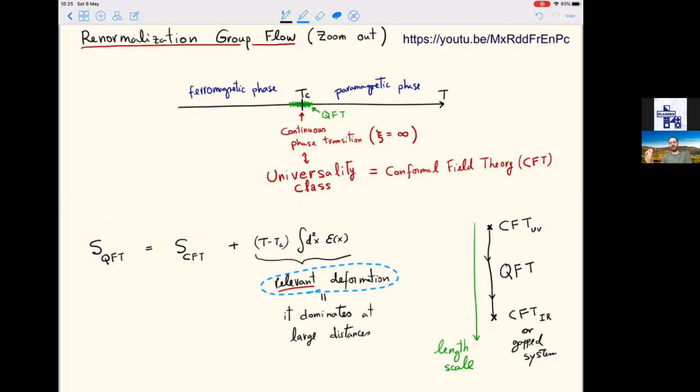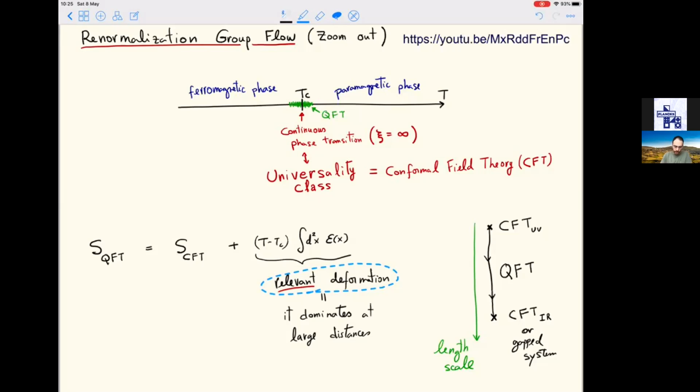Why is it a relevant deformation? It's because when we zoom out, its effect grows. So although you started very close to t equals tc, when you zoom out, the aspect of the system is completely different than if you start at t equals tc. So this small deviation is amplified by the renormalization group flow, by the process of zooming out on the system.